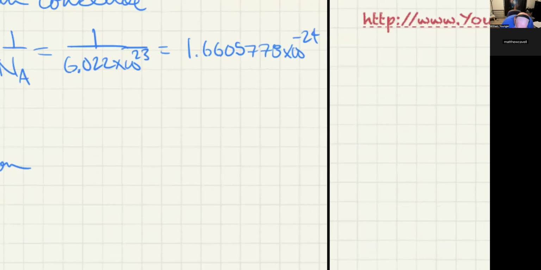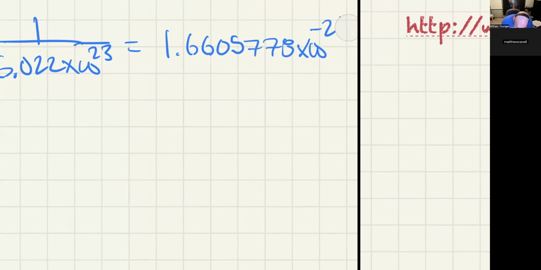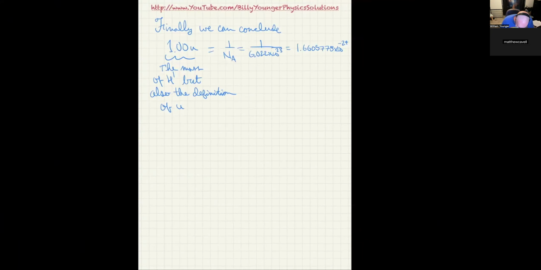Now remember, this is all based on grams per mole, so we would expect this division coming out to be in grams. So I'll put a gram there, and therefore we see that 1 U should be 1.6605 times 10 to the negative 27 kilograms, because in order to convert grams to kilograms, you have to divide by 1,000.